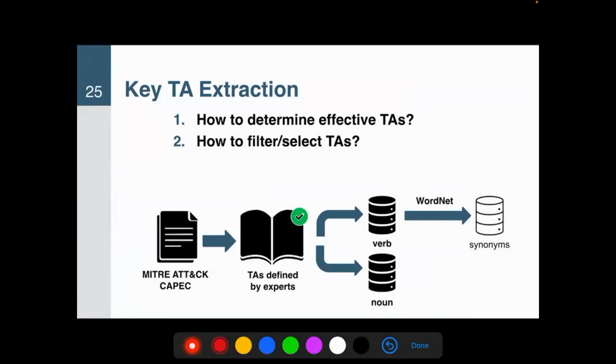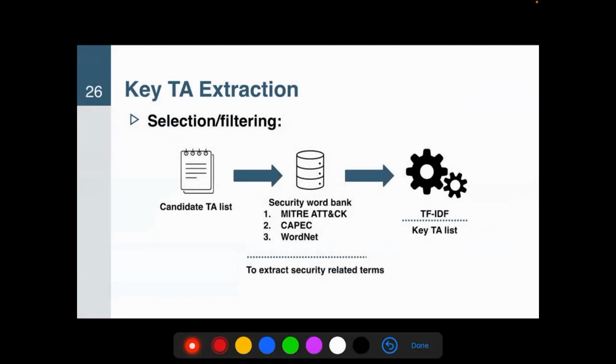So this part, the key threat action extraction, has two problems to solve: how to determine effective threat actions and how to filter the threat actions. For past work, they use threat actions defined by experts. Those terms can be extracted from MITRE ATT&CK and CAPEC. And using the above word list, we can extract key threat actions.